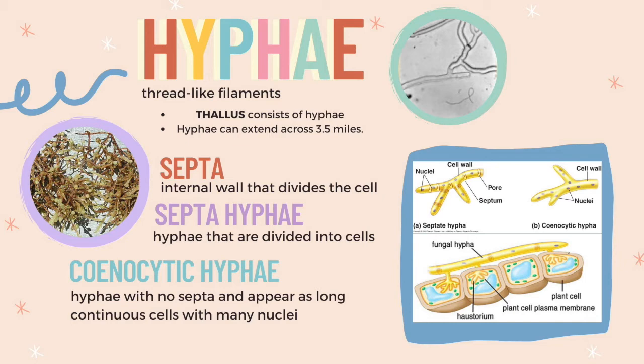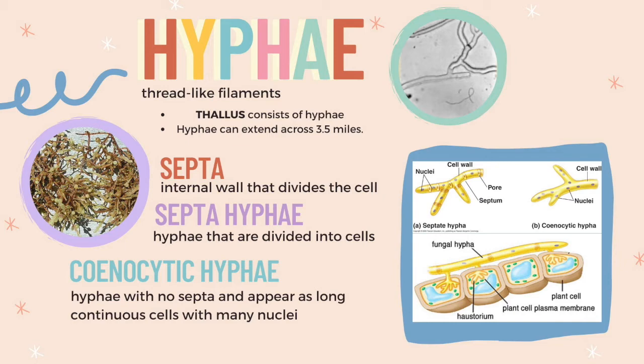The filaments are called hyphae. Each hypha consists of one or more cells surrounded by a tubular cell wall. A mass of hyphae makes up the body of a fungus, which is called a mycelium. The hyphae of most fungi are divided into cells by internal walls called septa. Septa usually have little pores that are large enough to allow ribosomes, mitochondria, and sometimes nuclei to flow among cells. Hyphae that are divided into cells are called septate hyphae.